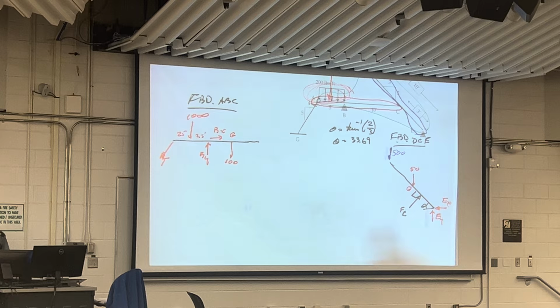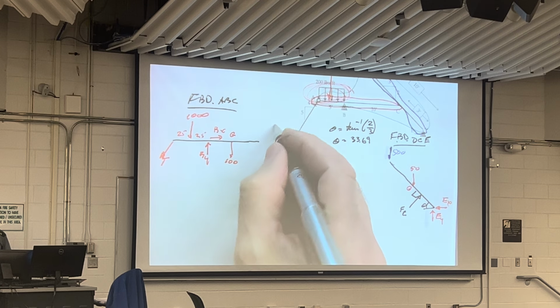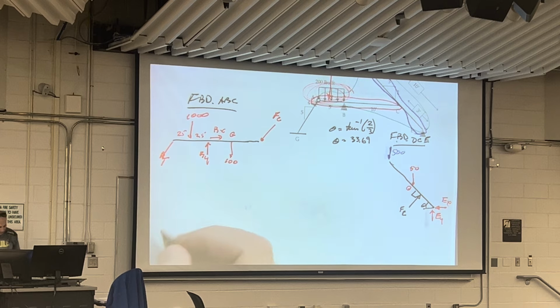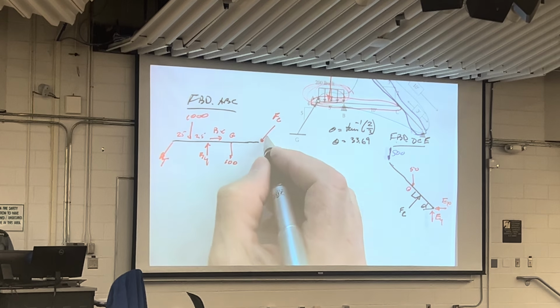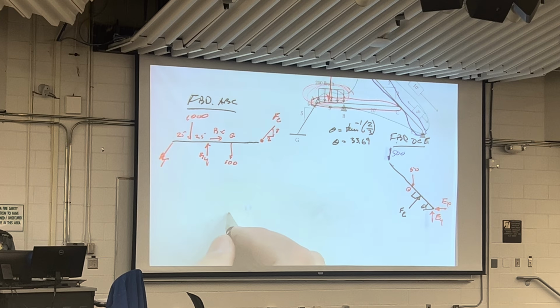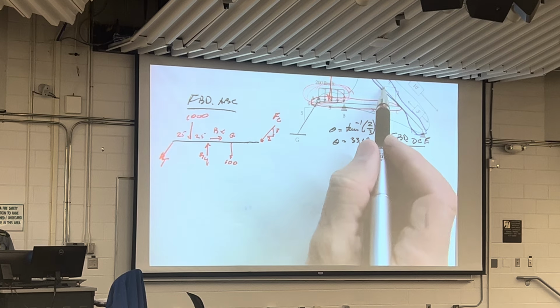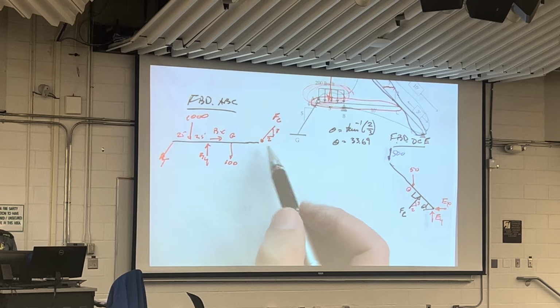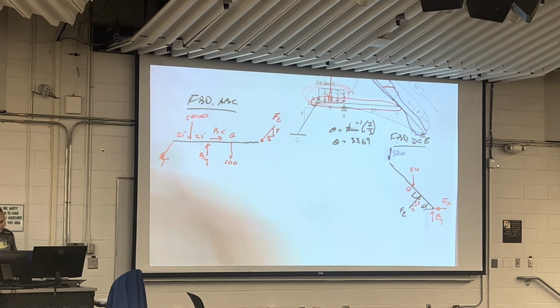And equal and opposite, I have to have this FC, NC, whatever you want to call it. And this sits at 2, 3. Please notice it's 3 horizontal, 2 vertical, but you need the complement of that, which is 2 horizontal, 3 vertical.